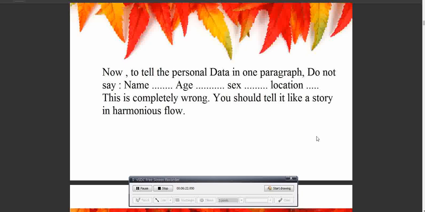This is completely wrong. You should tell it like a story. You don't just say name, David Omutieno, age, blah blah, sex, male, location, blah blah. In such a situation, you don't need it. You just need to come on clean. So you don't need to mention age like that. Let me use a family name, because if I use my own name you'll be distracted. So this is what is necessary.